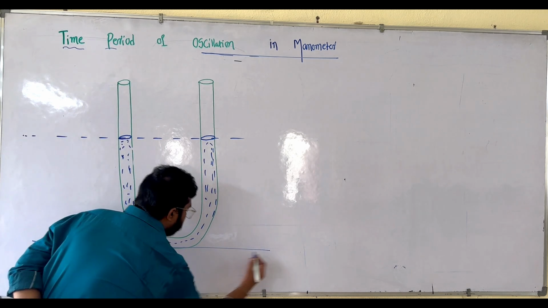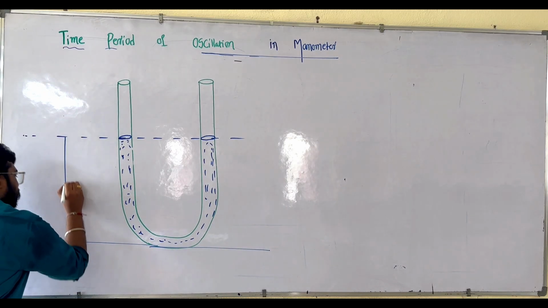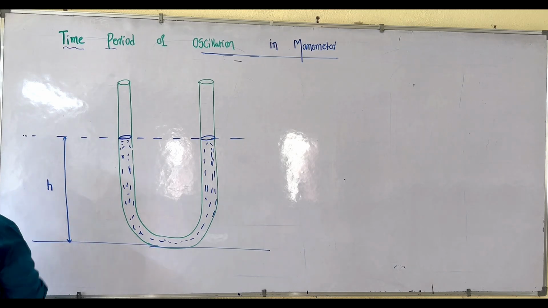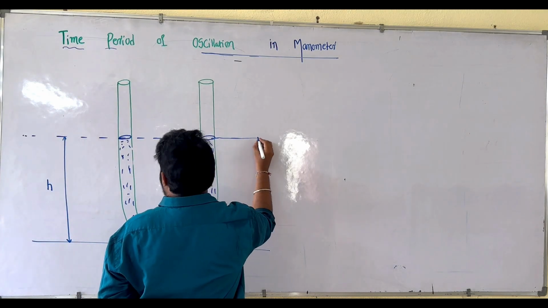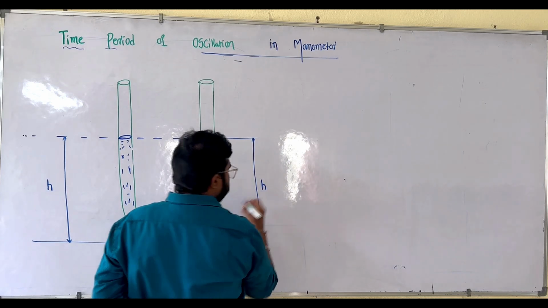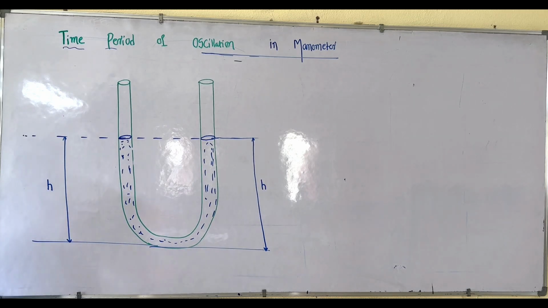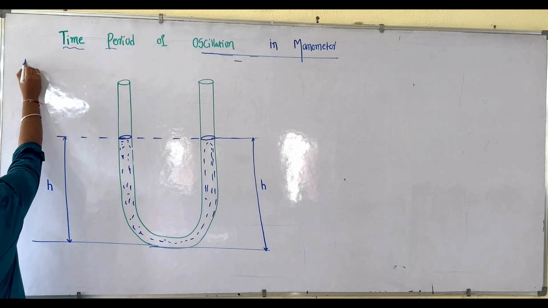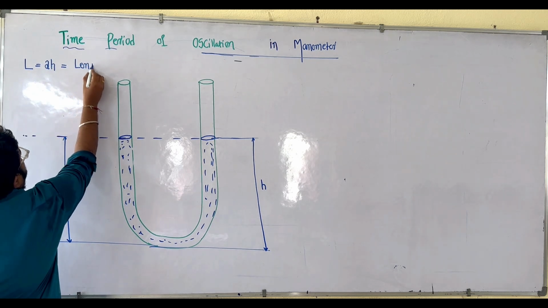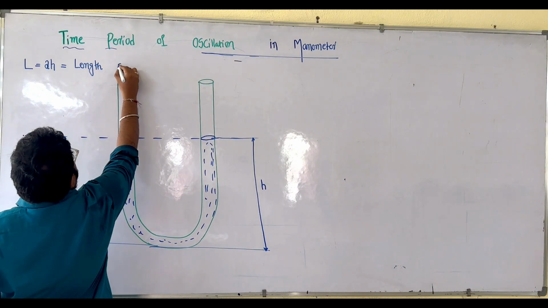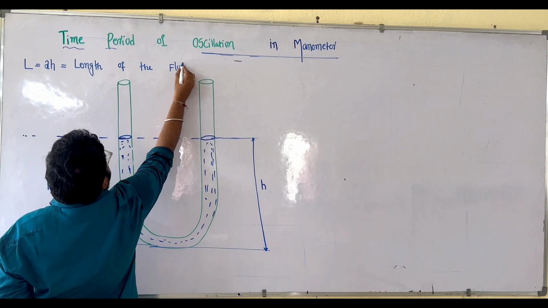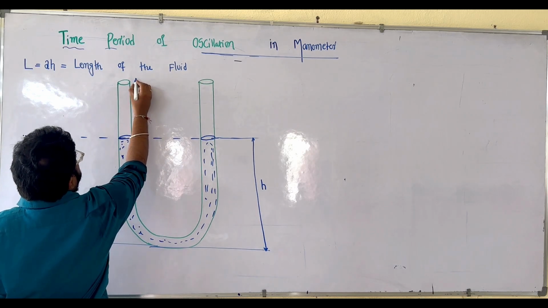Height of the fluid column. What is the height of the fluid column in the left limb? If the height in the left limb is small h, what is the height of the fluid column in the right limb? In the right limb the height will be h. Clear? If it is h on this side, it will be h on that side too. What is the length of the fluid column? L equals 2h. What is the length of the fluid column in the manometer?